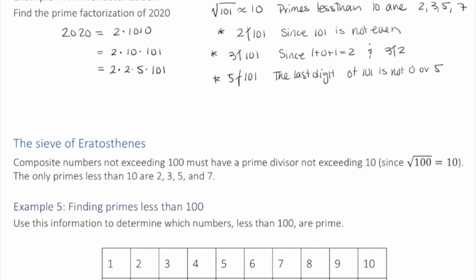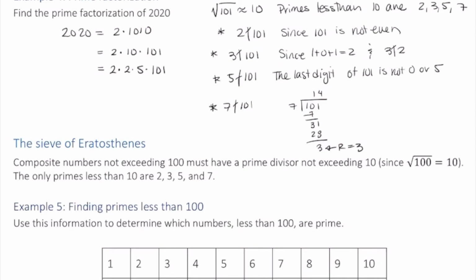And finally, what about 7? Well, for a number that's like 3 digits or less, it's fairly easy to just divide by 7. So let's try that using some long division. 7 into 101. 7 goes into 10 one time. We're left with a difference of 3 there. And 7 goes into 31 4 times. That gives us 28. And notice we have a remainder of 3. So 7 does not divide 101.